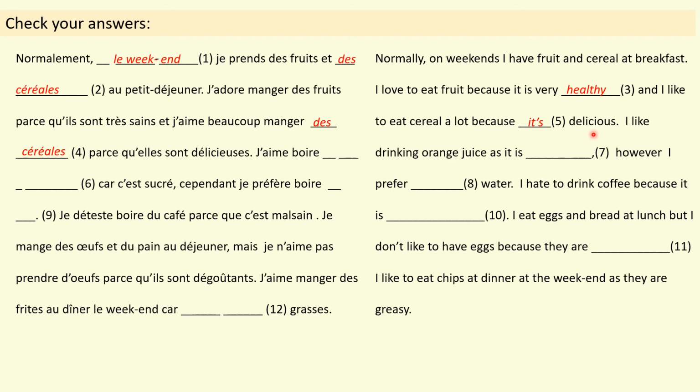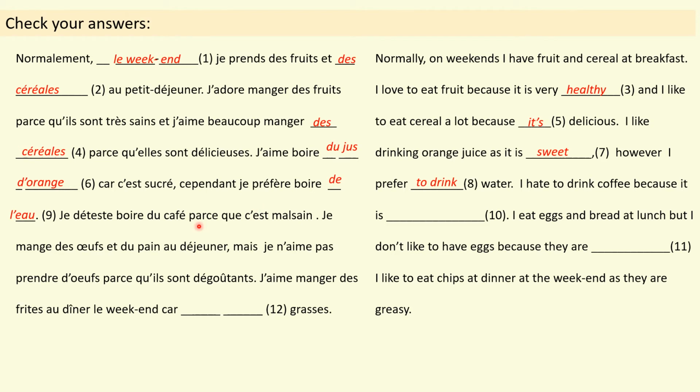It's delicious. I like drinking orange juice. J'aime boire, so we want the word for orange juice, du jus d'orange, car c'est sucré. Now what is sucré? Yes, if you said sweet, good. However, I prefer something water. Je préfère boire is drink, to drink water. And now we need the word for water in here, which is de l'eau.